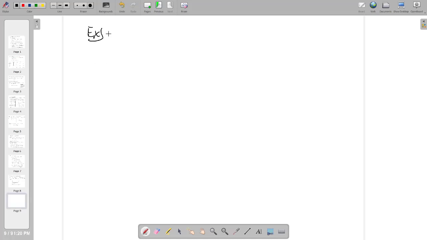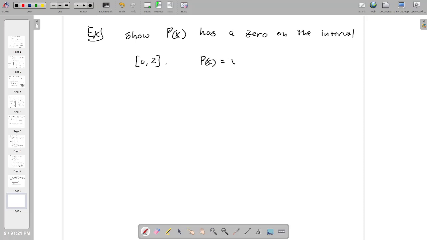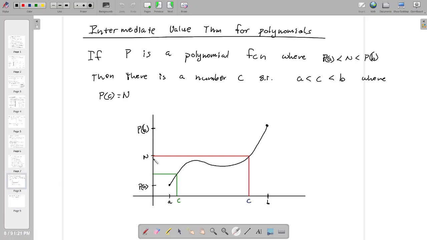Let's do an example. This is probably the most common type of example that books use in this section. Show that P of x has a 0 on the interval 0 to 2, where P of x is equal to x squared minus 2. So there's a couple things we need to figure out. First, we're trying to show that there exists an x-intercept. There exists an x value that maps to y value 0. So what we need to make sure is that our P of A is below 0 and our P of B is above 0 so that our n can be equal to y equals 0.